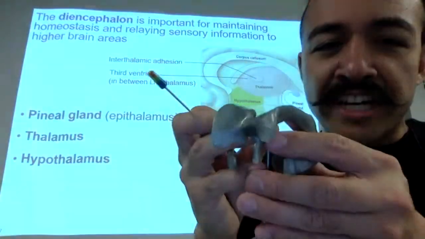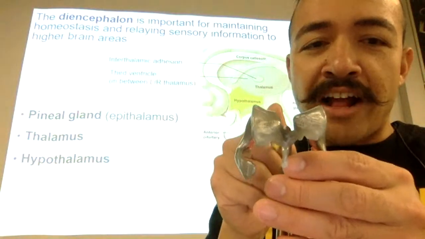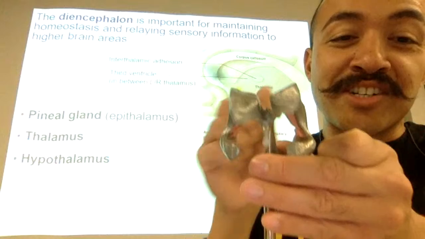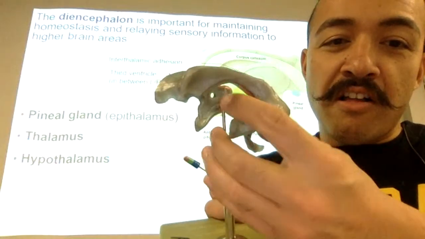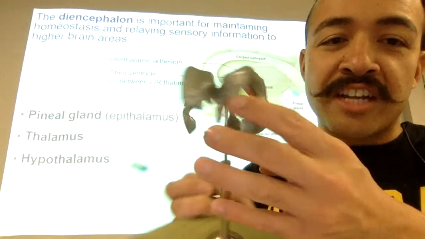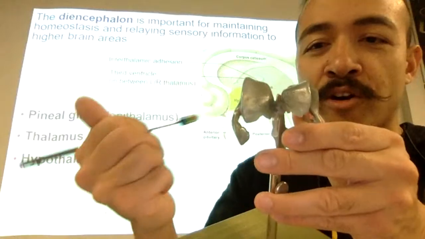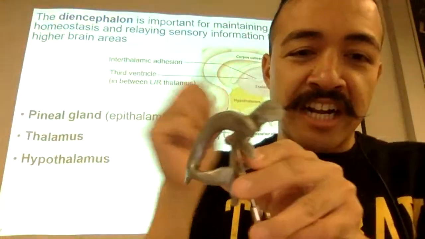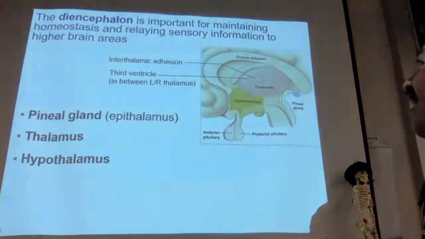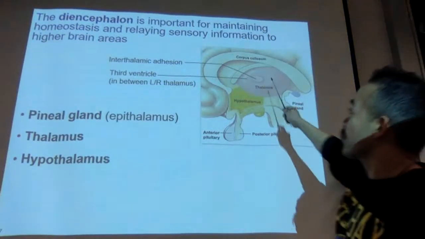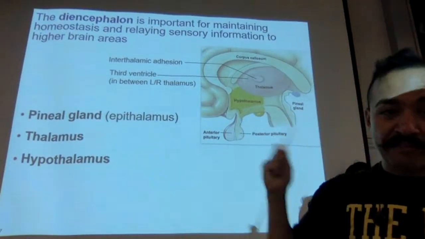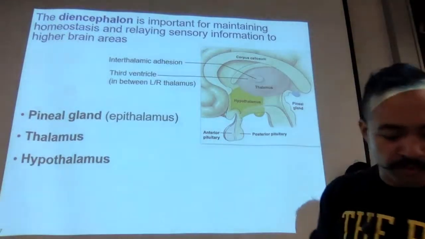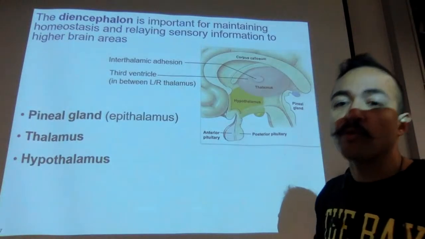So think of the thalamus as like an Oreo. You've got a thalamus cookie on one side, you got a thalamus cookie on the other side, and sandwiched in the middle is the third ventricle. The third ventricle is sandwiched in between. But then, unlike an Oreo, you've got a little connecting part, a little interthalamic adhesion to connect the two thalamuses. So that's a thalamus. Thalamus, really important for relaying information back and forth, or relaying information for the senses, for most of the senses.